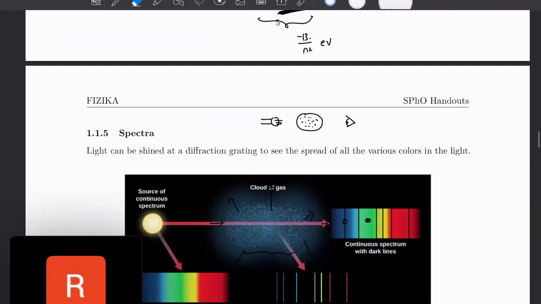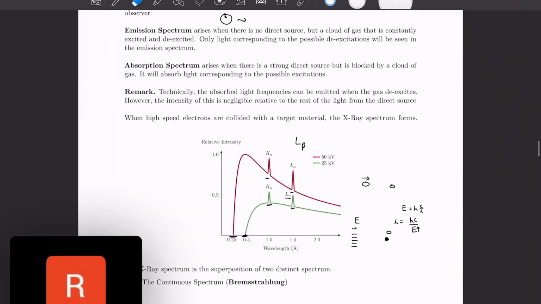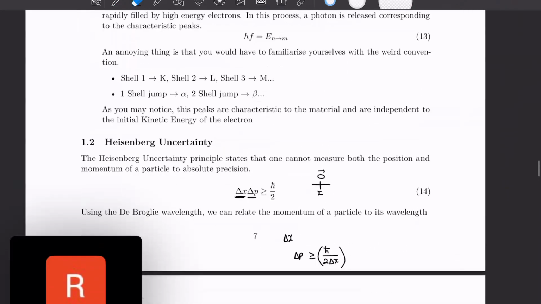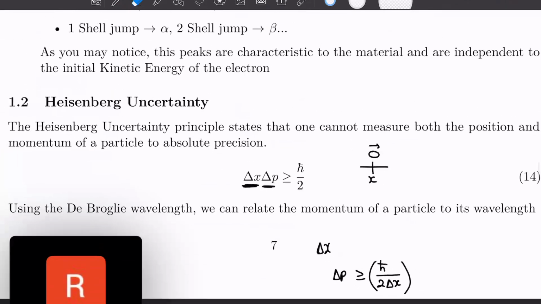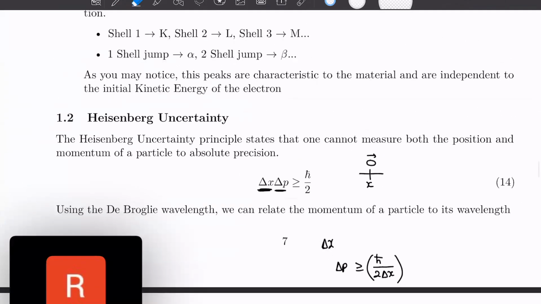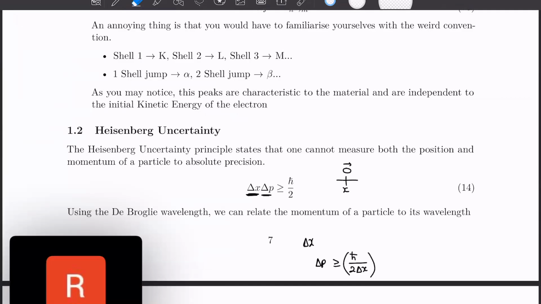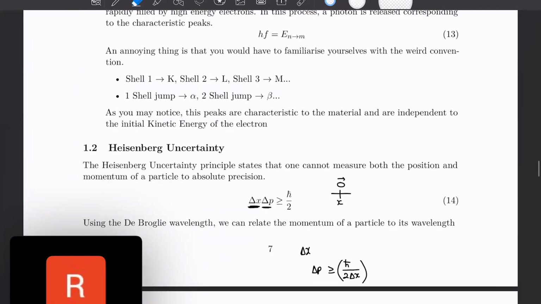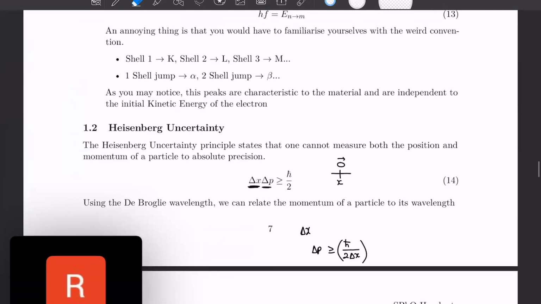Okay, then I guess the last concept would be Heisenberg uncertainty. Honestly, I also don't like this Heisenberg uncertainty. I don't think they have tested it before, but I think it's good to know so that even if they do ask, then you can do it.